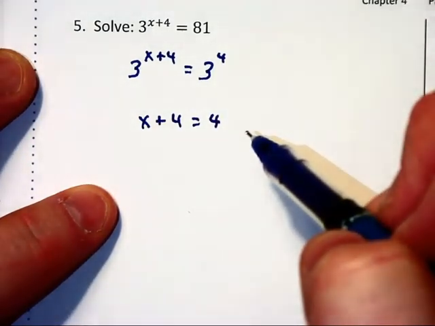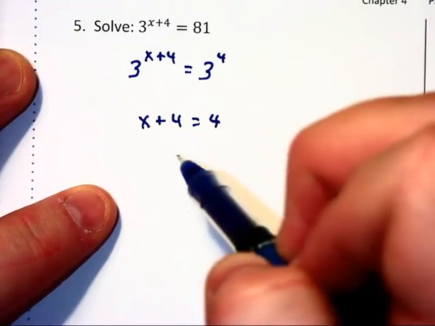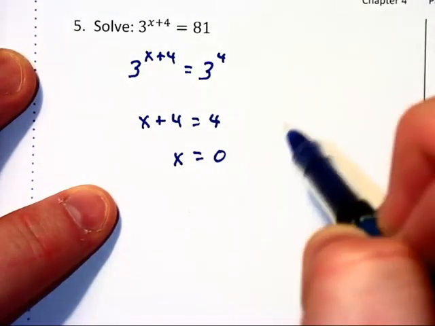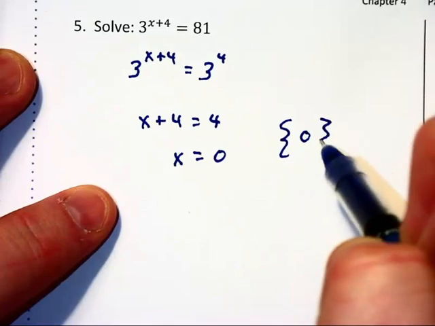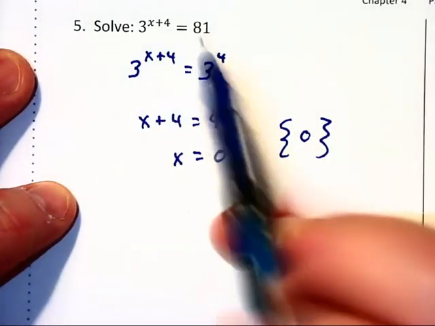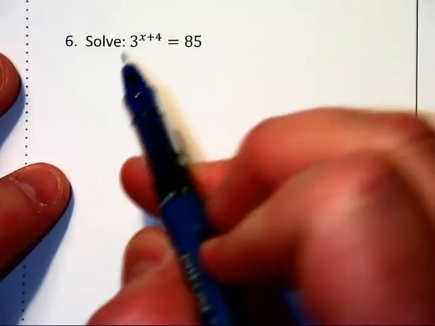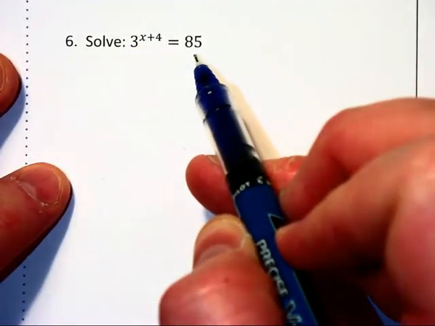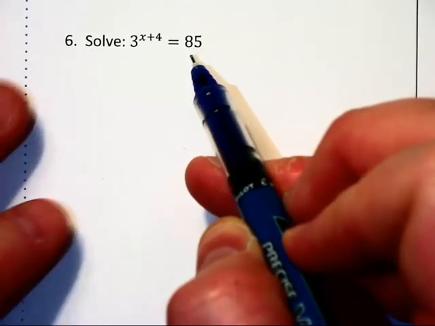Let's subtract 4 on both sides and get x equals 0. And that becomes our solution set. Okay, now that was 3 to the x plus 4 equals 81. Let's change this now. 3 to the x plus 4 equals 85. Our answer should be just a little bit bigger than 0.